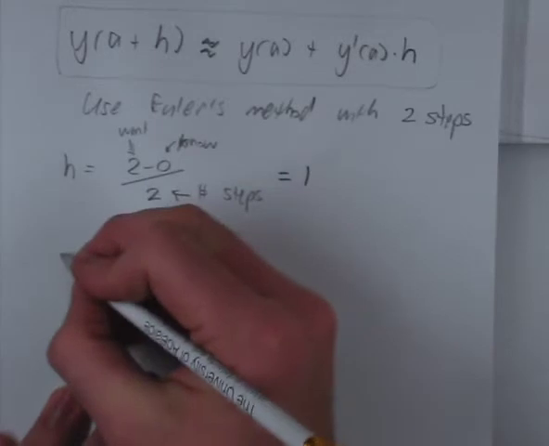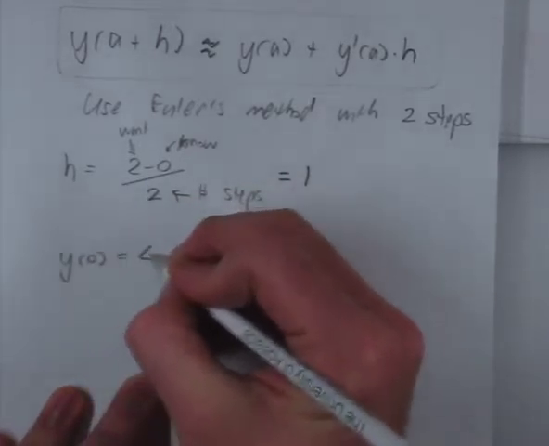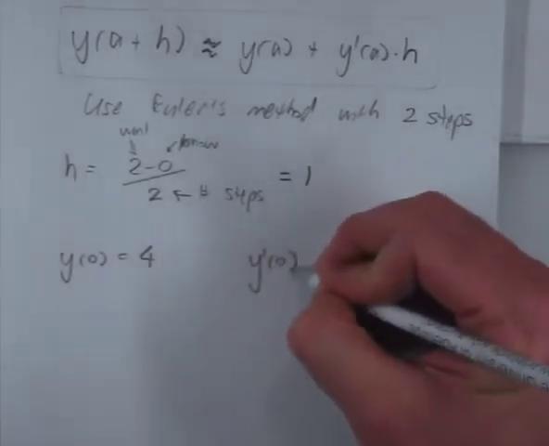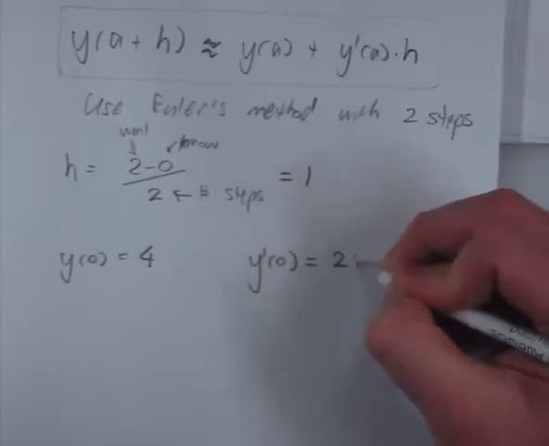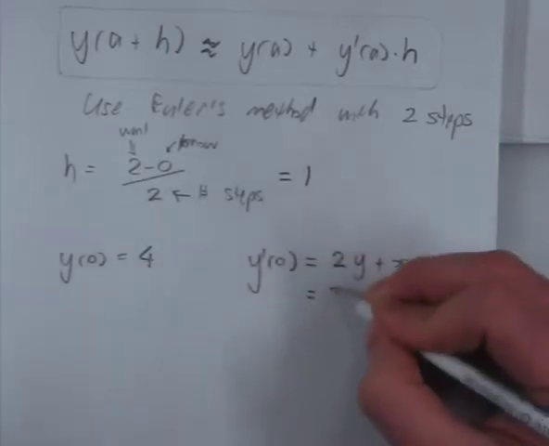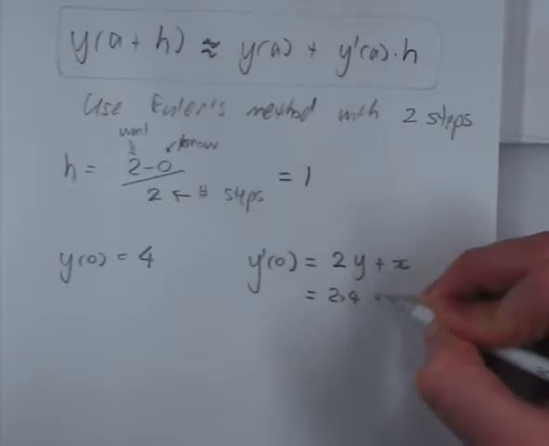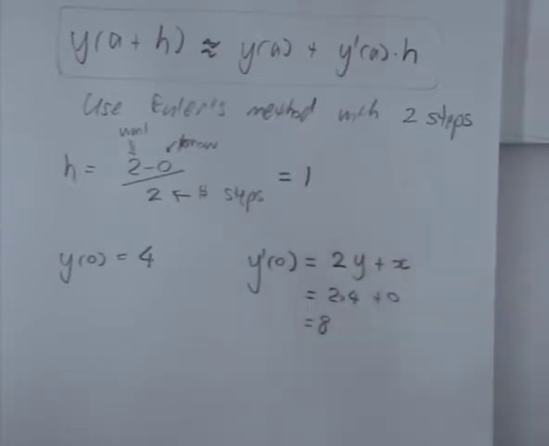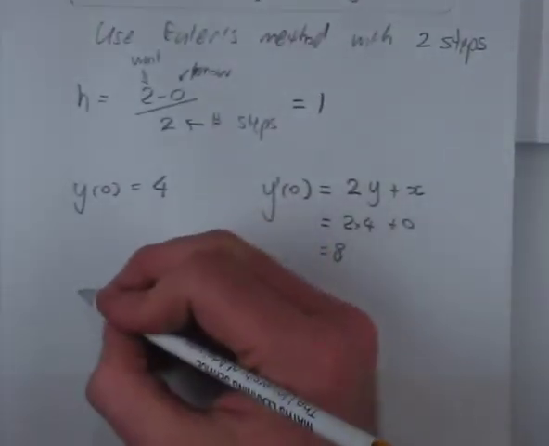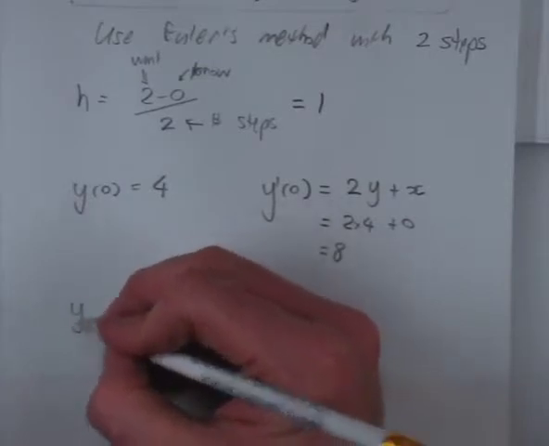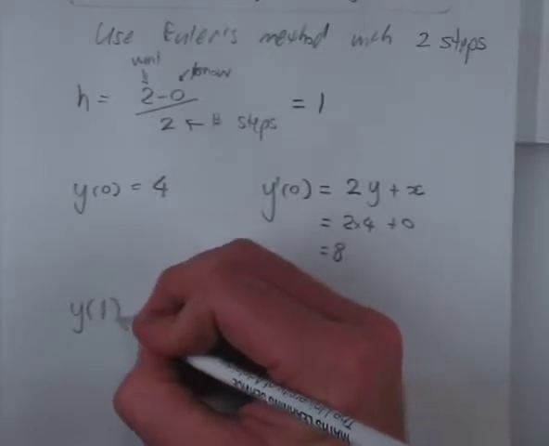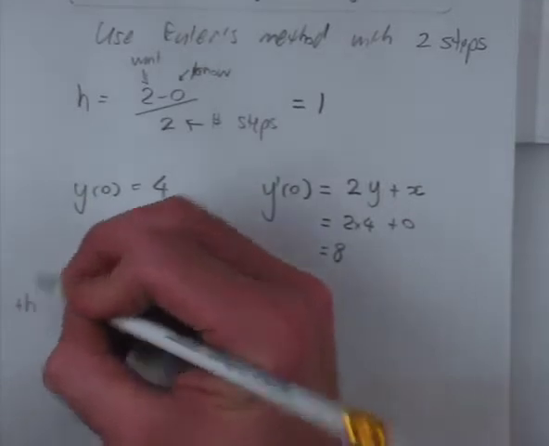So to begin with, I have that y of 0 is 4. Okay? And I also have that y dashed of 0 is 2 times y plus x, right? But y is 4 and x is 0. So I get 8. All right, so now we want to go up one step of h. So we're going to go up to 0 plus h, okay, which is 1.